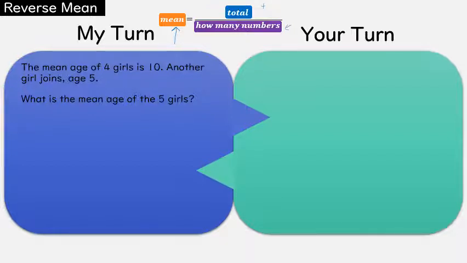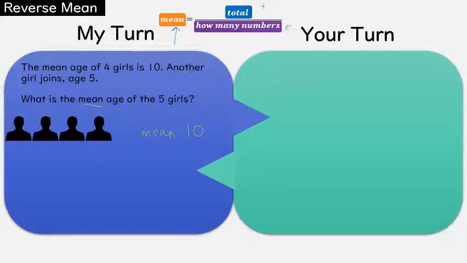The mean age of 4 girls is 10. Another girl joins who's age 5. What is the mean age of the 5 girls? Okay, well, we start off with 4 girls and the mean is 10.